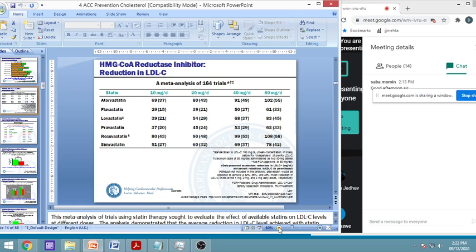How this shows, a study example is this. Suppose atorvastatin 10 milligram has caused a reduction of 69%, then in 20 it will be 80%, then in 40 milligram it will be 91%, and at 80 mg it will be 102%. So like that there will be decrease in the LDL levels because of these statins.